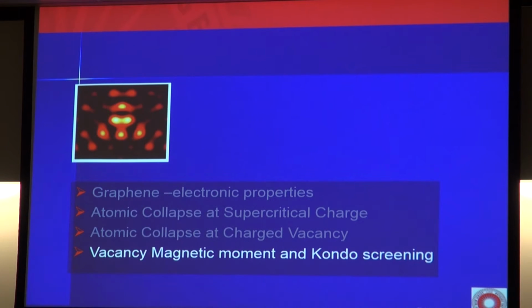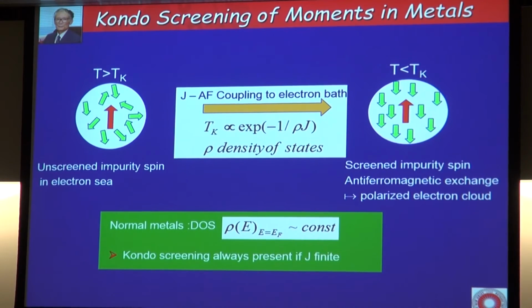Now we're going to talk about the magnetic moment. We've known for a long time that when you put a magnetic moment in a metal, the conduction electrons are always going to screen it. So when you go down to sufficiently low temperature, and you have some antiferromagnetic coupling between the conduction electron and the spin, eventually, when you're sufficiently cold, you're going to form a cloud of opposite spin electrons around that moment. It's going to be completely screened. That is known as Kondo screening. It's been known for almost 90 years now. And this always happens in normal metals where your density of states is roughly constant.